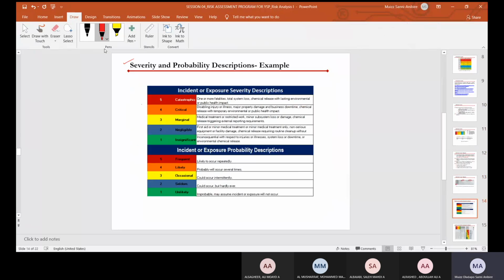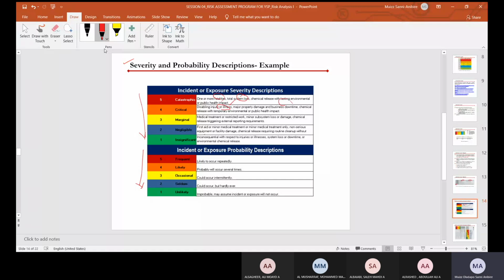Okay. Now today let's look at some other examples of severity, that's the severity of the consequences, as well as likelihood. You can see here we have a 5 by 5, 1 to 5 description over here, as well as 1 to 5 over here as well. And for catastrophic, here we have one or more fatalities, total loss of the system, chemical release with lasting environmental or public health impact. Is classified as 5. Okay. Here it is saying disabling injury or illness, major property damage or business downtime, chemical release with temporary environmental impact.